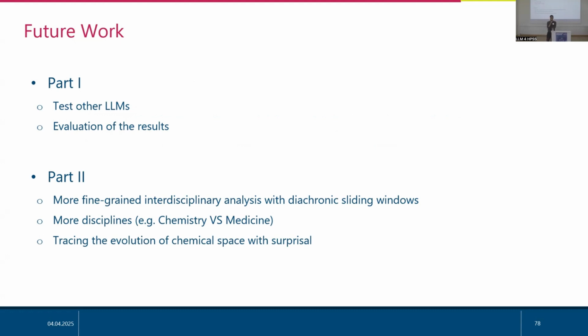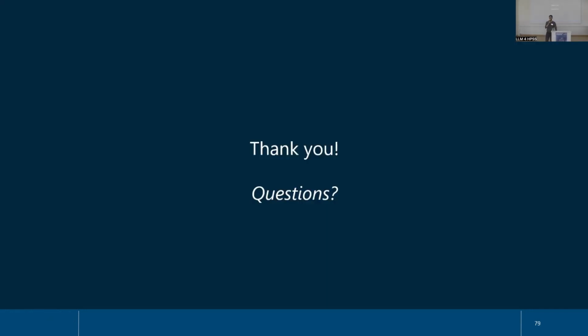First, we'd have to evaluate the output of the Llama model and ideally use other models to compare the results. And in terms of the analysis of the chemical space, it would be interesting to add more disciplines and compare, for example, chemistry and biology, and also conduct a more fine-grained diachronic analysis, for example, playing around with different sliding windows and comparison times. Yes, thank you. Thank you very much.